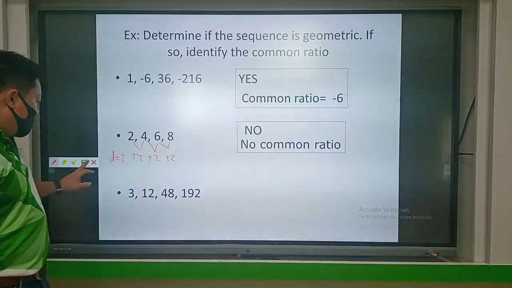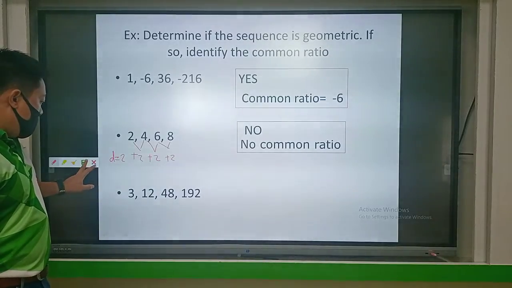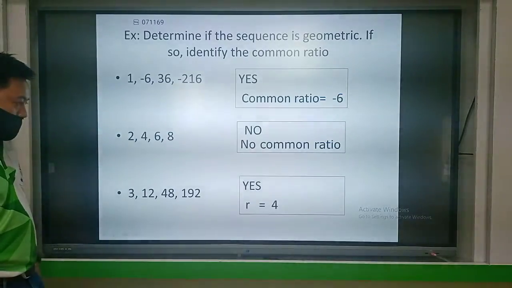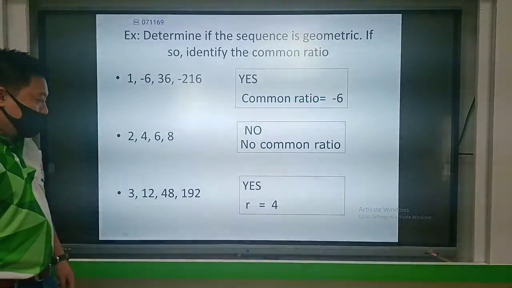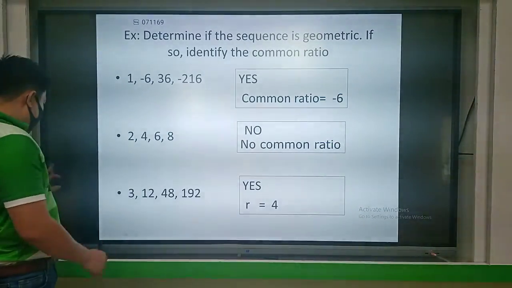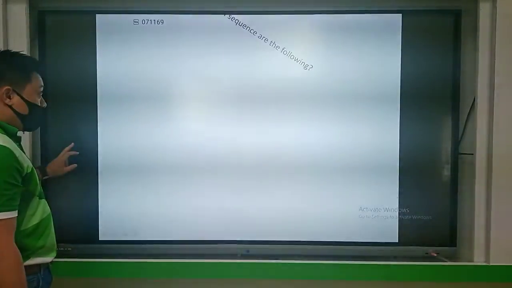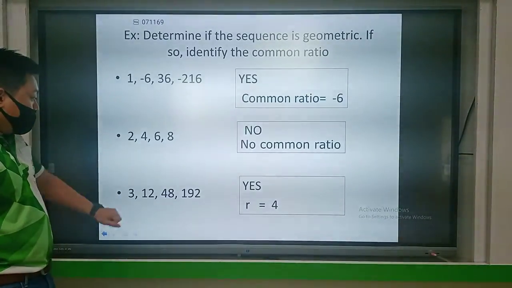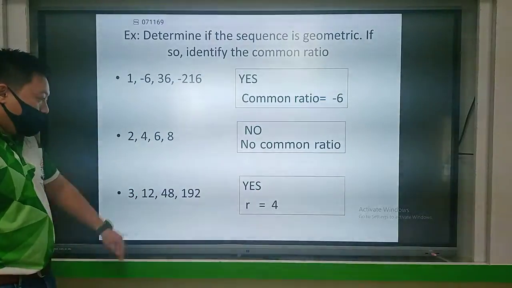How about the third example? Yes, the common ratio is 4. We multiply the previous term by 4 to get the next term. So next.